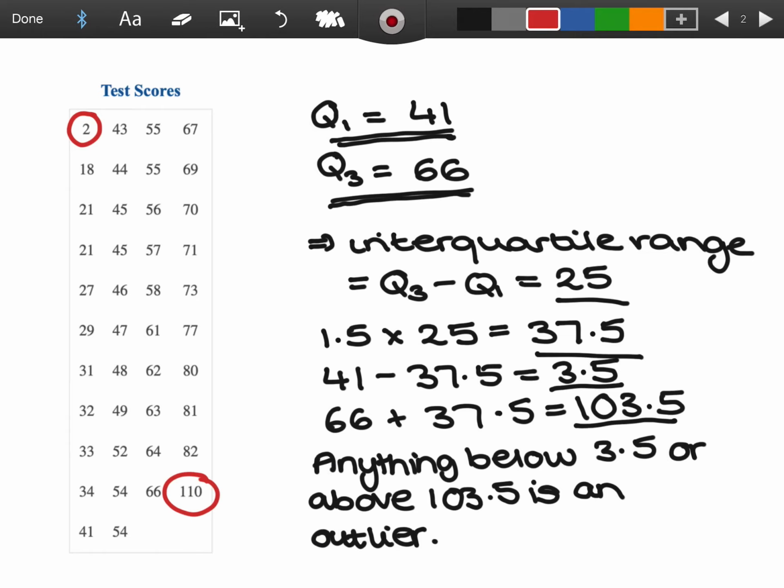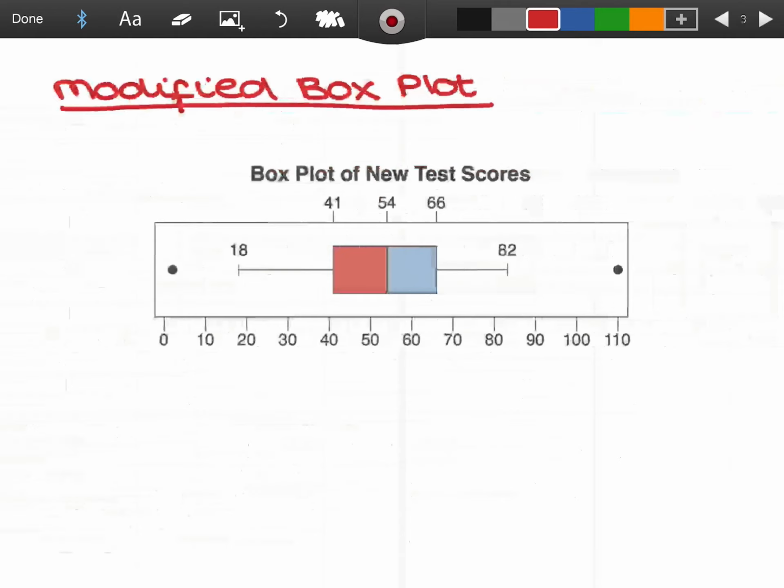So if these are test scores, okay, most of your data is kind of pretty much together. I mean, you've got some variation in here, but most of your data is kind of characteristic of each other. Then you have these two complete outliers. You have 2 and 110 that are just too far away from the rest of the data to be characteristic of it, so they are outliers.